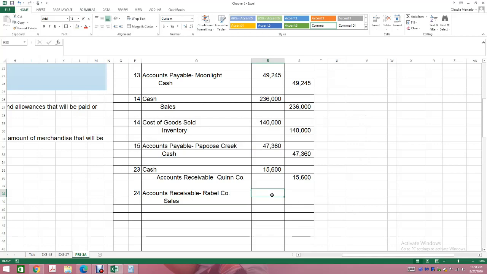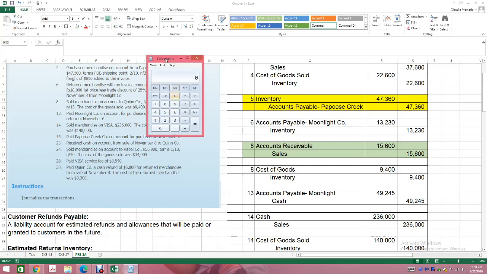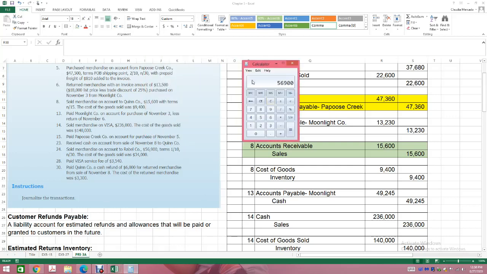The problem says, and this is on the 24th, you sold merchandise for $56,900, terms 1/10. So what I'm going to do is take my $56,900 times my 1%. That gives me a discount of $569. Then I'm going to take $56,900 minus my $569. And that's going to give me $56,331. That is the amount of my entry.